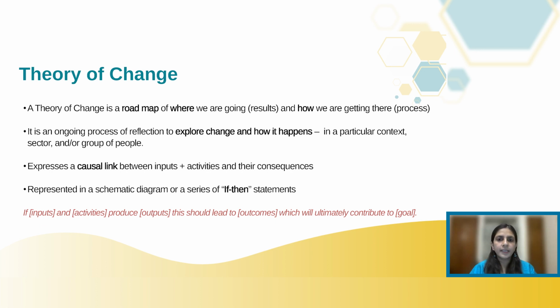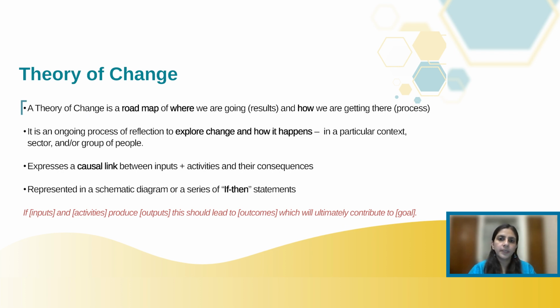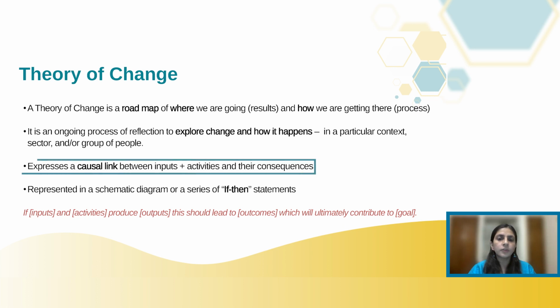Let's begin with what exactly do we mean by theory of change. Theory of change is a roadmap guiding us towards our desired results and outlining the processes involved. It serves as a strategic reflection process, helping us explore and understand change. By mapping out how a program leads to the change that I want to see, a theory of change is able to express causal links between inputs and activities and the subsequent outcomes and impacts of program implementation. This causal connection helps us comprehend how our actions and efforts lead to change.